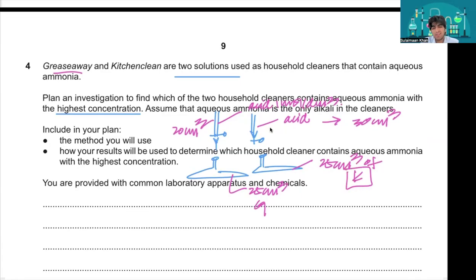Why is the one needing more than 20 cm cube more concentrated? Ahmed, come on. The acid was the same concentration, and G required 20 of it, the same amount. K required more of it. So this required more acid to be neutralized. Yes, we want ammonia concentration, right? The household cleaners contain aqueous ammonia. It's basically aqueous ammonia, right? Make sense?